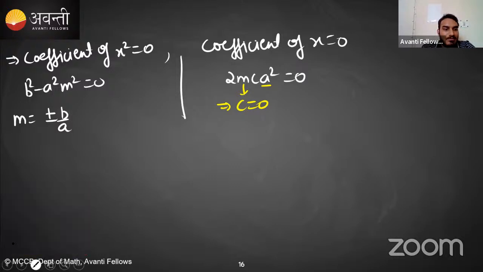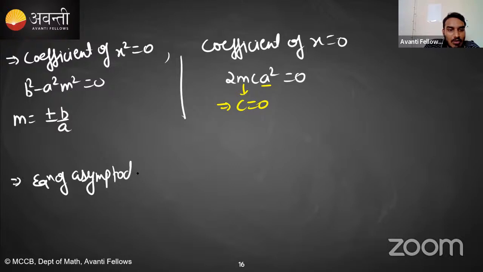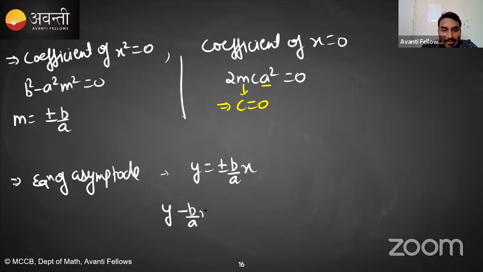So what equation do we get then? It implies the equation of the asymptote, y is equal to mx plus c, becomes y is equal to plus minus b by a into x. This is the equation of the asymptote. Clear everyone? So there are two asymptotes: y minus b by a into x is equal to 0 and y plus b by a into x is equal to 0.